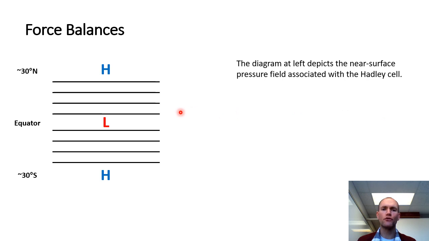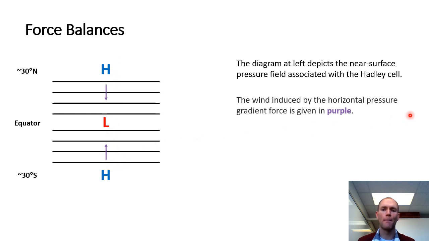So let's look at the lower troposphere here for just a moment. We've depicted our high pressure here in the northern hemisphere and in the southern hemisphere subtropics, with low pressure here near to the equator. And each of these black lines can be viewed as a different line of constant latitude. So this gives us our near surface pressure field associated with the Hadley cell circulation.